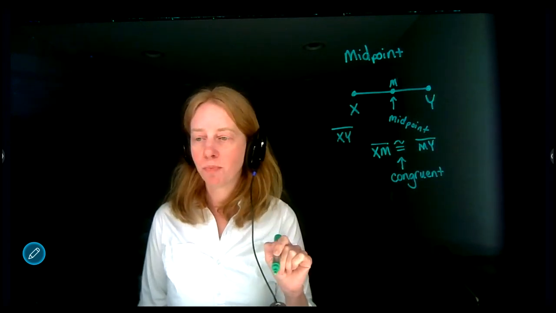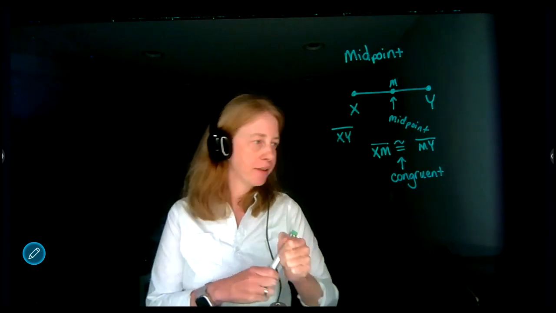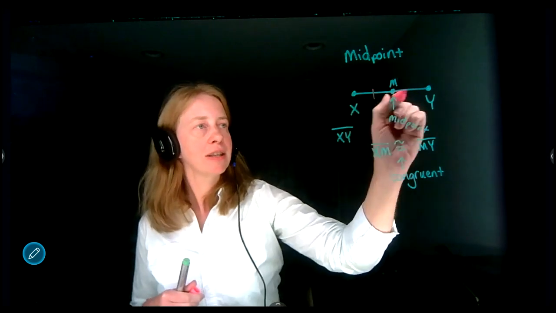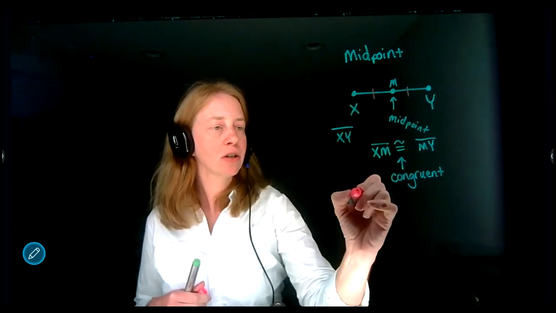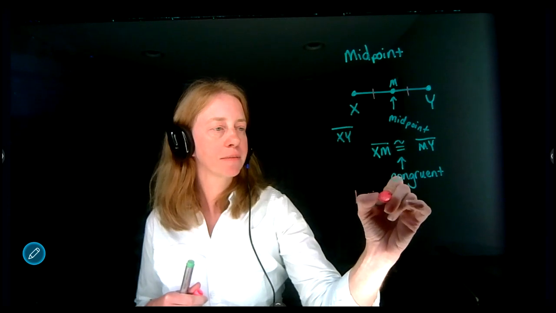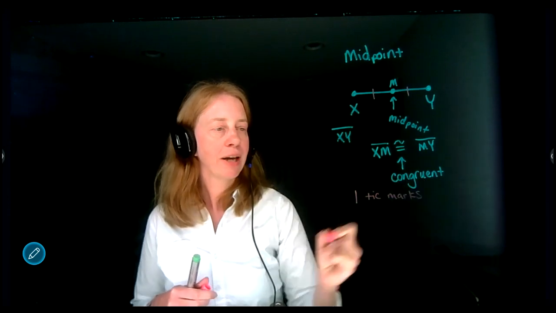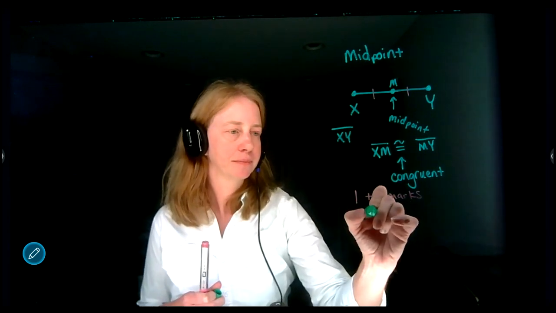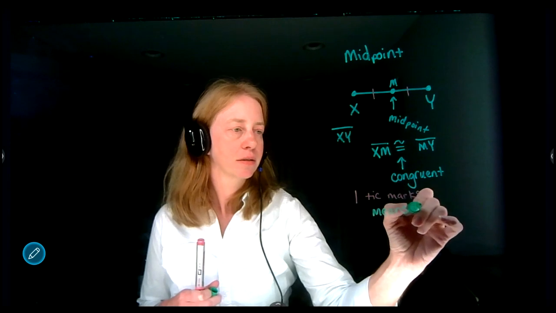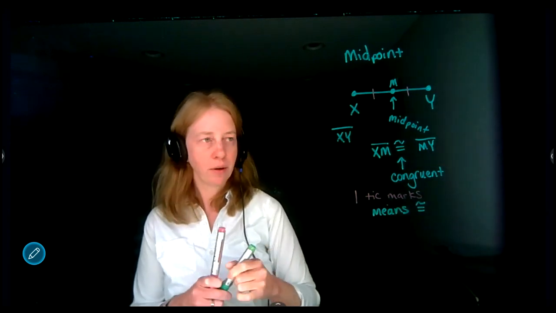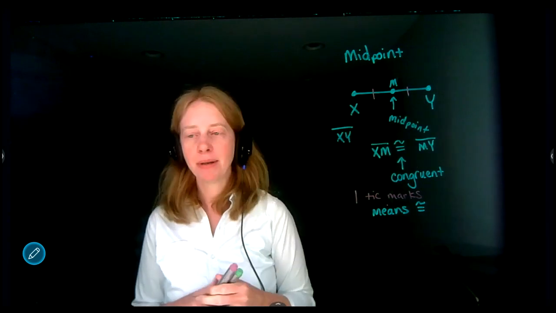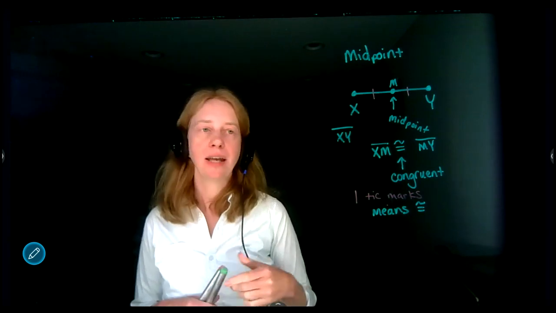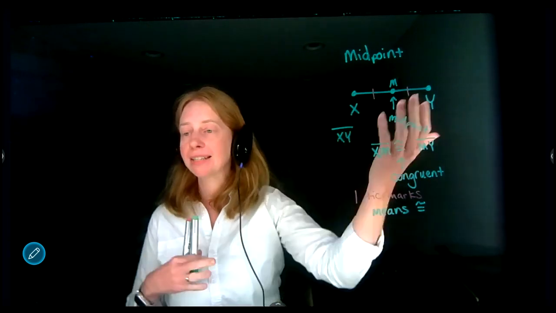Now we do one other special thing in geometry, and I'm going to use a quick other color to show this. We'll use a red. We use this, and these are called tick marks. And tick marks mean that they are congruent. So anytime you see a segment and it has those tick marks, it means that it's congruent to the one that has the matching tick mark.